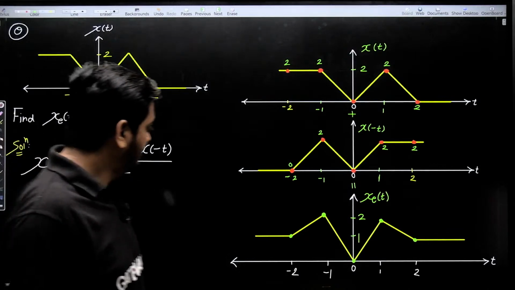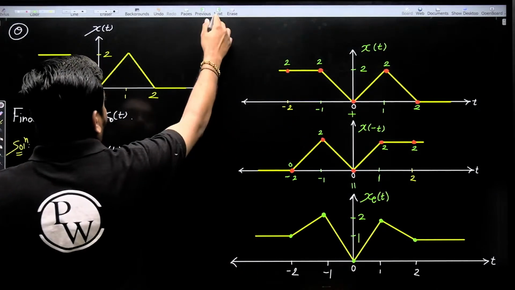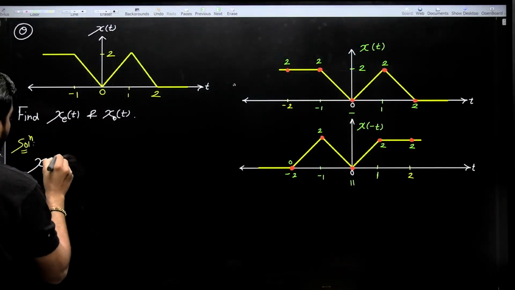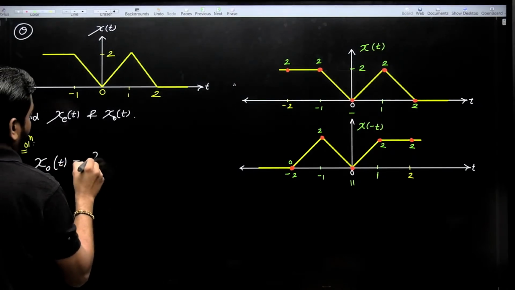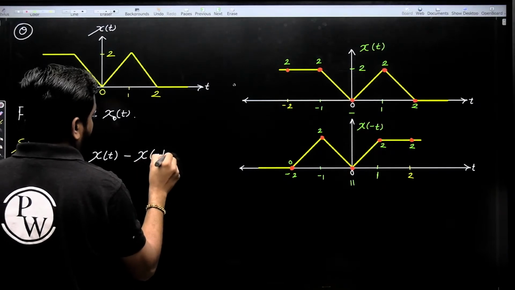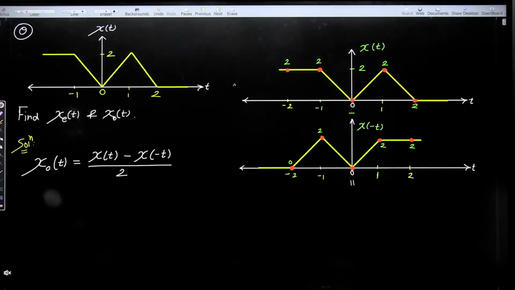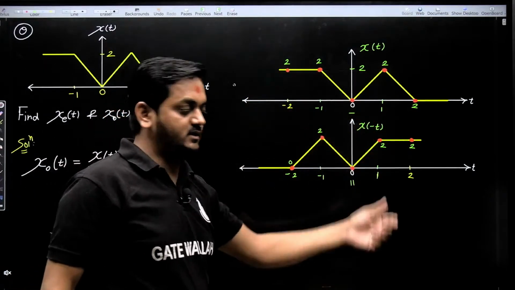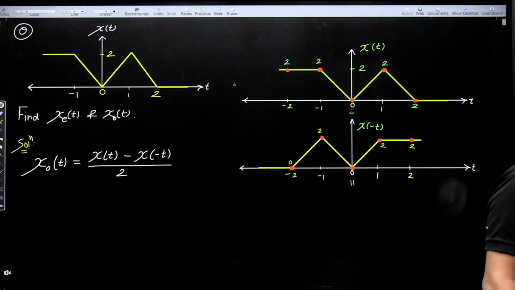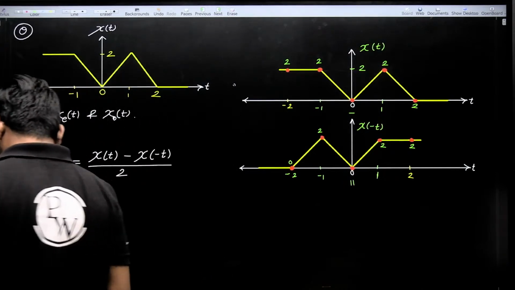Now next we have to find its odd part. So for odd part, signal subtraction, amplitude is divided by 2. How to calculate odd part? Odd part is given by x of t minus x of minus t whole divided by 2. So this is x of t. Now subtraction, signal subtraction, guys. Okay, time by time signal subtraction.